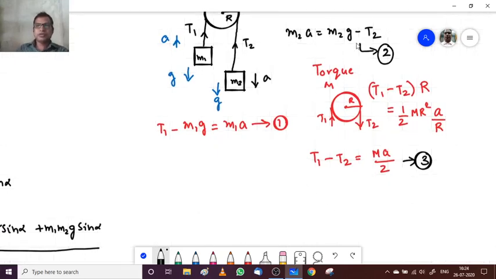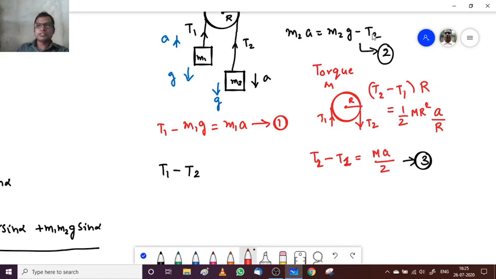Okay, let's try to do it. So if I add them up, I get T1 minus T2, this is in the clockwise direction. Here one small error has happened, let's try to correct it. This is going to be T2 minus T1, because we have assumed the motion of the pulley is over this side. So it is T2 minus T1 basically. So T2 minus T1 is m a by 2.